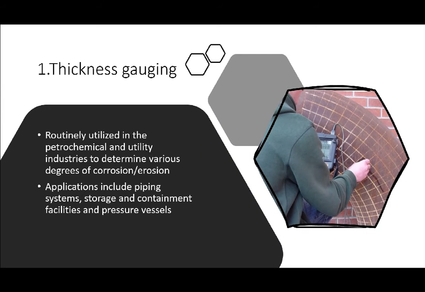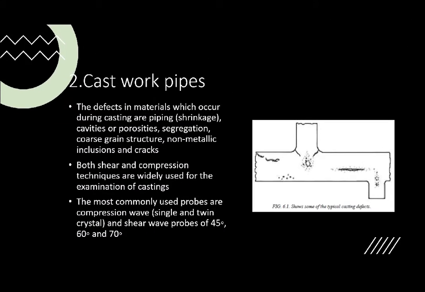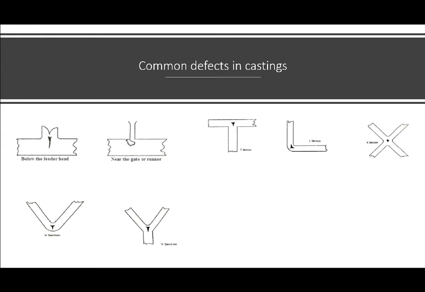The first one is thickness gauging, which is routinely utilized in the petrochemical and utility industries to determine various degrees of corrosion and erosion. The second one is cast work pieces. Defects in materials which occur during casting are pipings, cavities or porous sites, segregation, and others. Both shear and compression techniques are widely used for examination of castings. These are the common defects in castings.